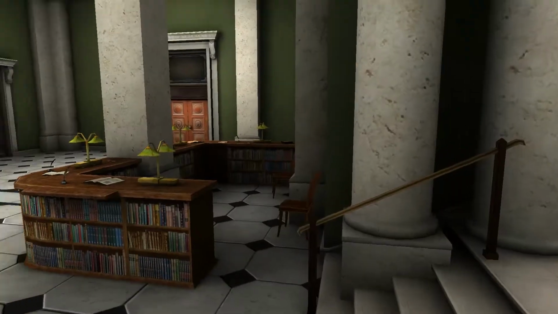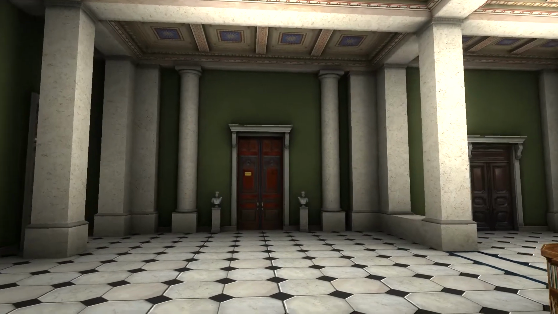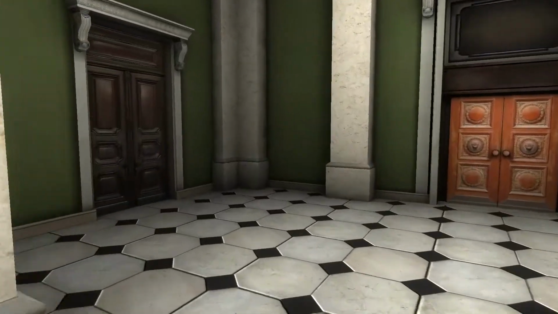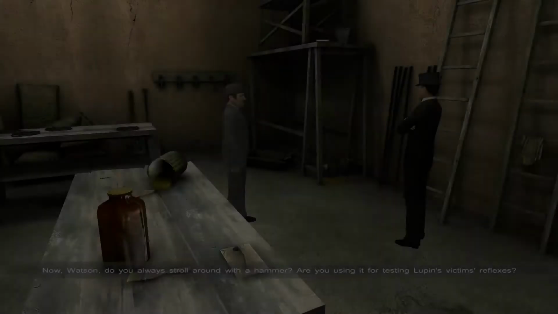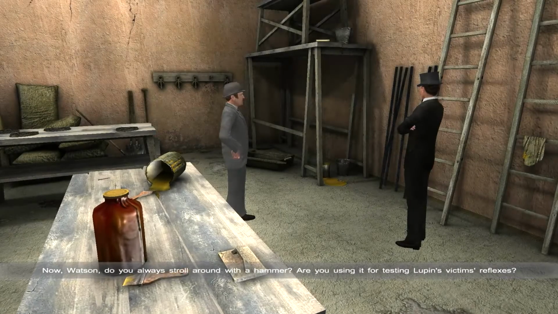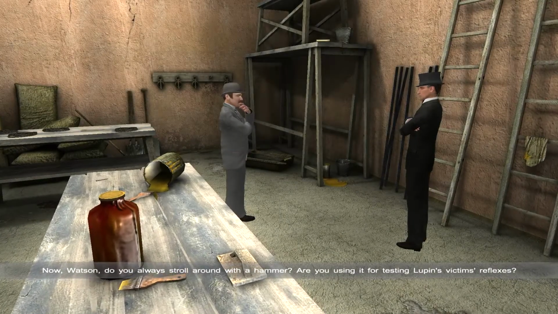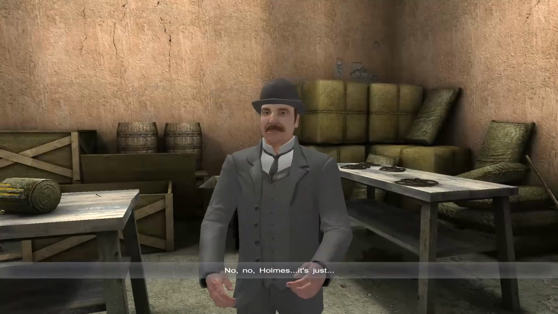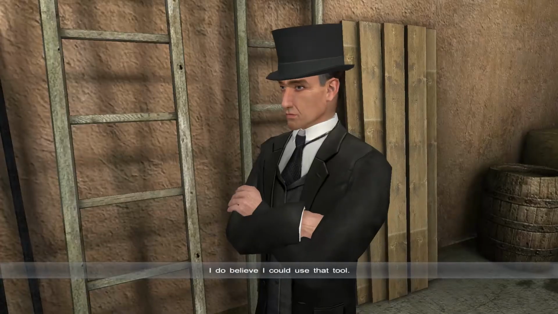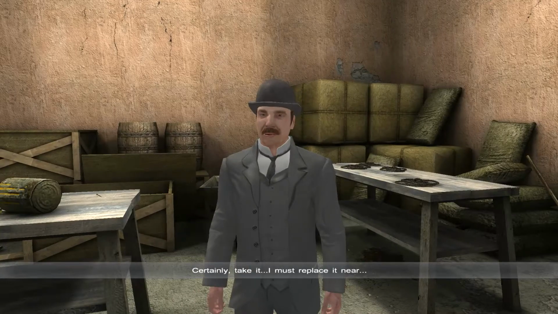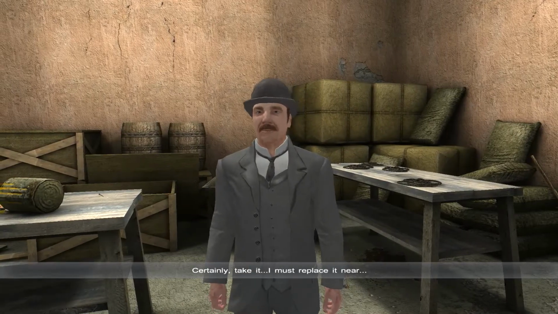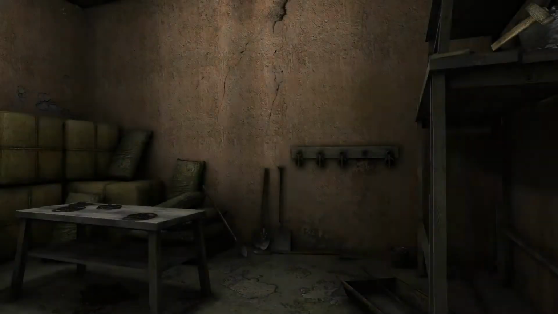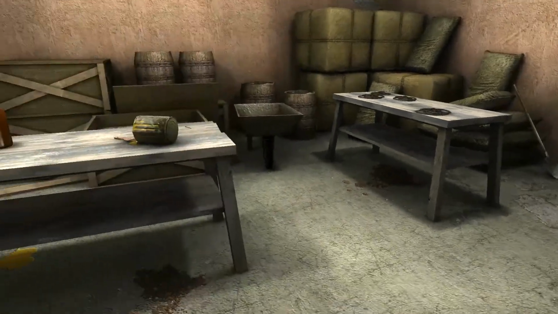Where's Watson? In here. Now, Watson, do you always stroll around with a hammer? Are you using it for testing Lupin's victims' reflexes? No, Holmes. It's just... I do believe I could use that tool. Certainly, take it. I must replace it near... Later, Watson. Place it near.